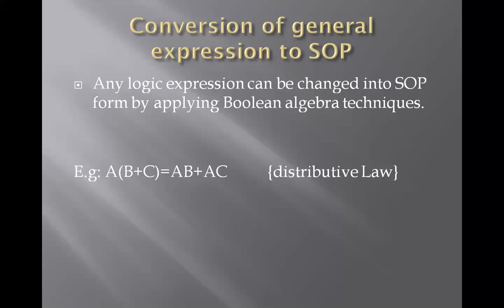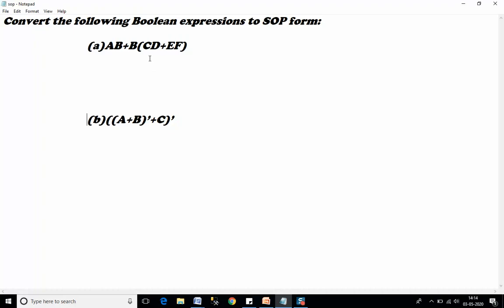So now in today's video we will just take certain examples and we will try to convert them into SOP. Okay, so let's take these examples and we will try to convert the following Boolean expressions to SOP forms. So our first example is A and B, or B and C and D, or E and F. So now we have to convert it into the sum of product form.